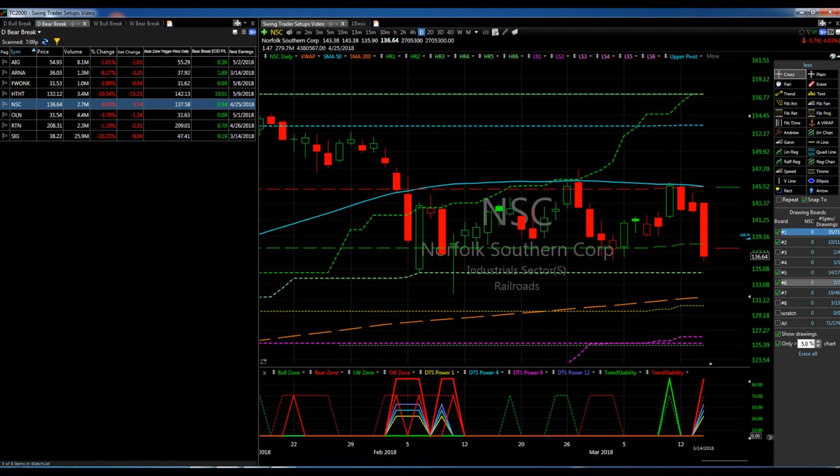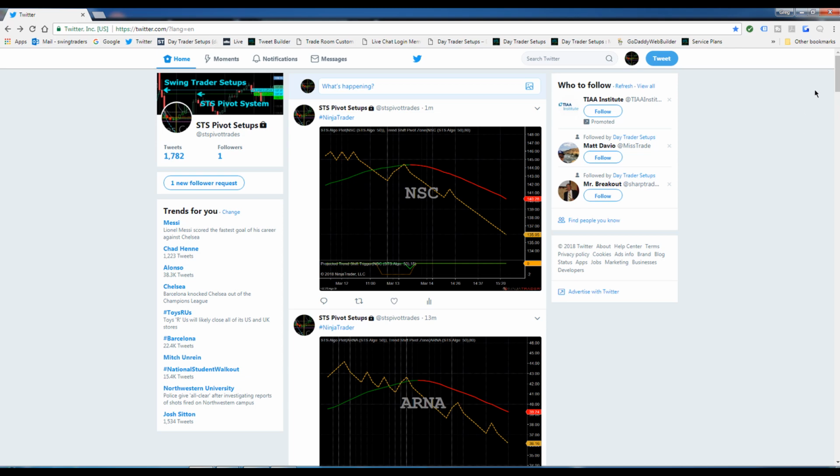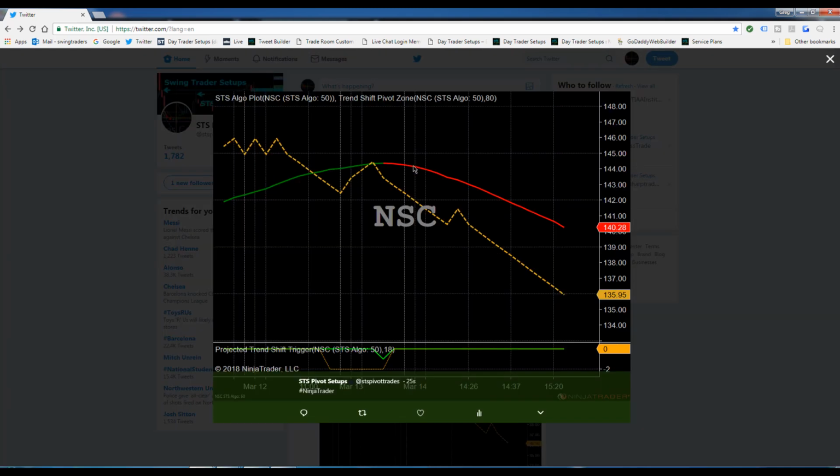Now, I just tweeted this over here 1 minute ago. Pulled it up, looked at the chart, see what it showed. This is the 12th as this stock's trying to come down. What I've been teaching you was it breaks into the lower area below our trend shift pivot zone and does not trigger a short red zone yet. It's going to revisit. This is a prime example.